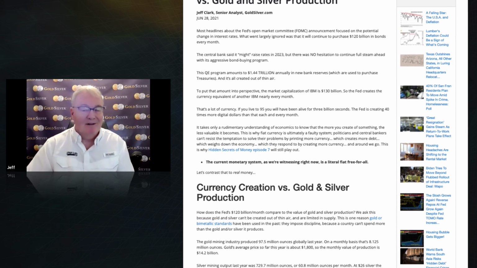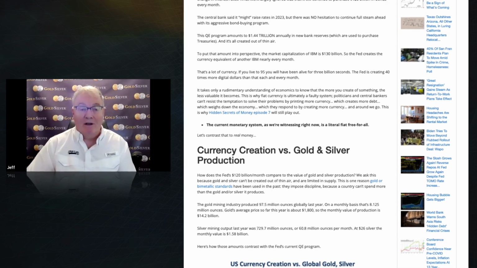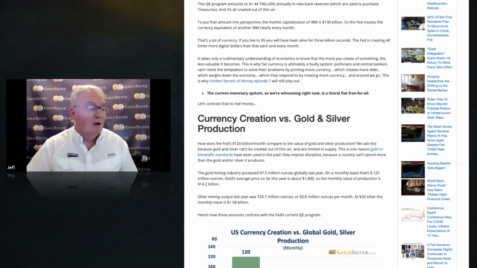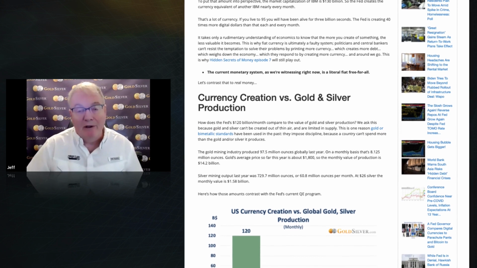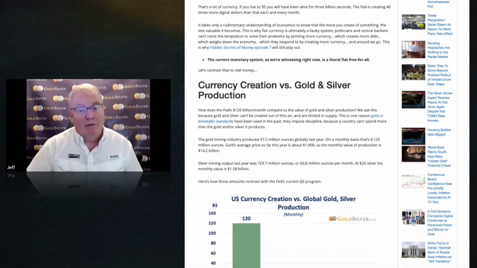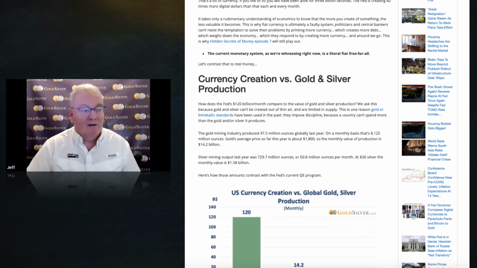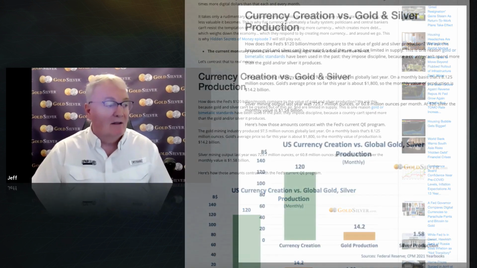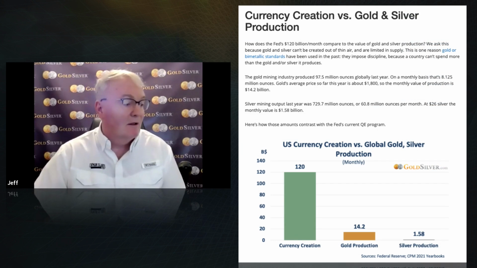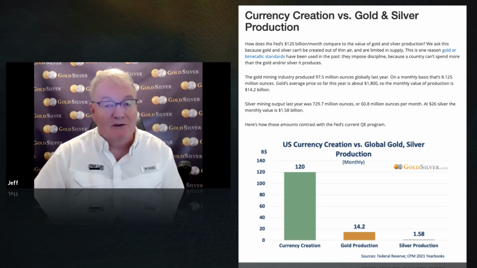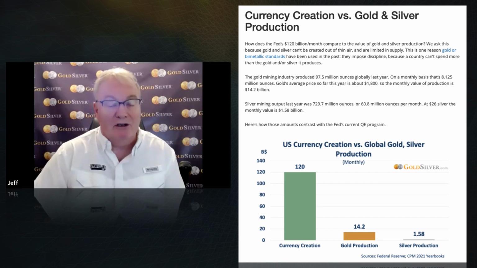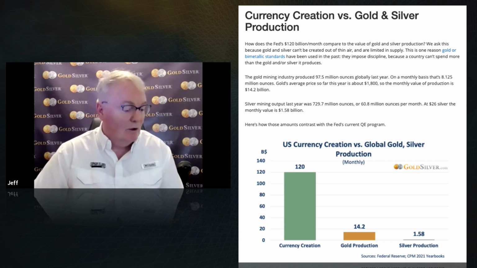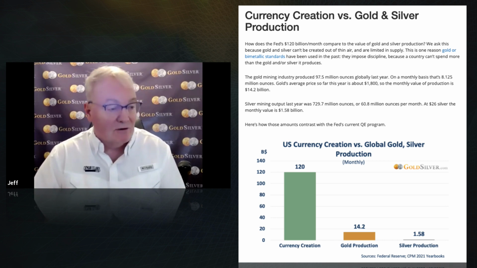But there wasn't really much about the fact that they're going to continue their QE program, which is $120 billion per month in currency creation. So I wanted to compare that to gold and silver production, and that's what this chart shows. There is $120 billion of currency creation per month, and then you see the gold production. That is the value of monthly global gold production, and then there's silver there.